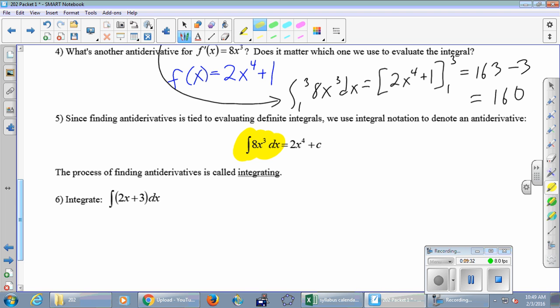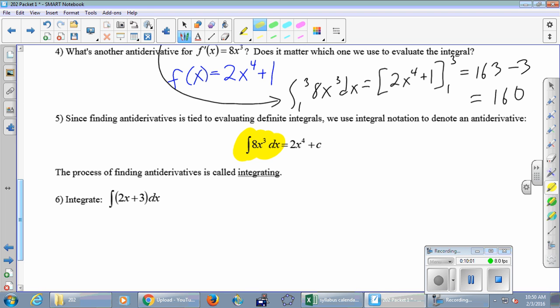So the integral of 8x cubed dx is just 2x to the 4th plus c, our generic constant. We do have to put something there because that symbol I've highlighted means write down the most general antiderivative of 8x cubed that you can. Okay? So quite related, but we use that symbol not to represent area, but to represent the pure mathematical definition of antiderivative, most general.